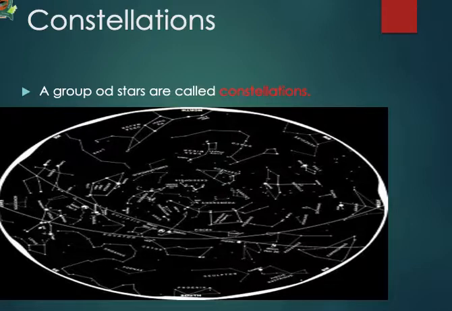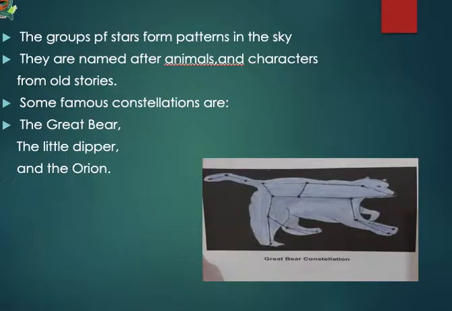Constellations. A group of stars are called constellations. The groups of stars that form patterns in the sky. They are named after animals and characters from old stories. Some famous constellations are the Great Bear, the Little Dipper, and the Orion.